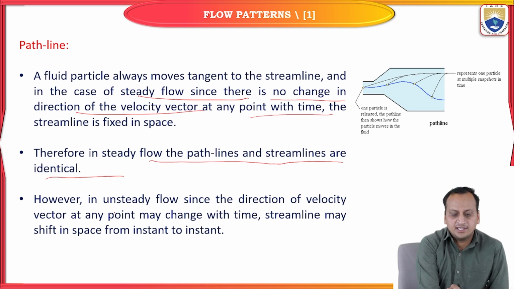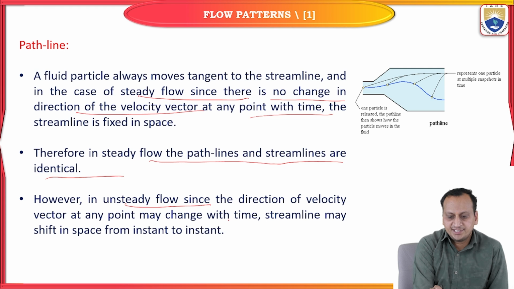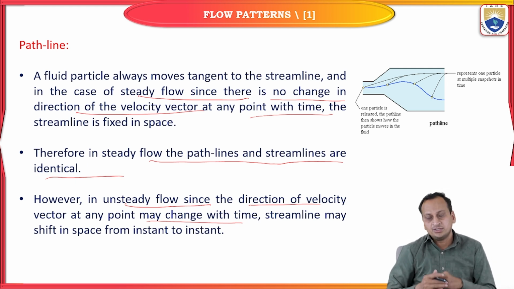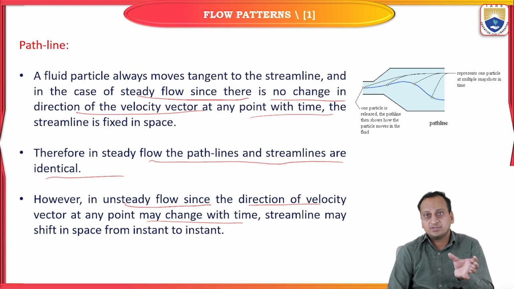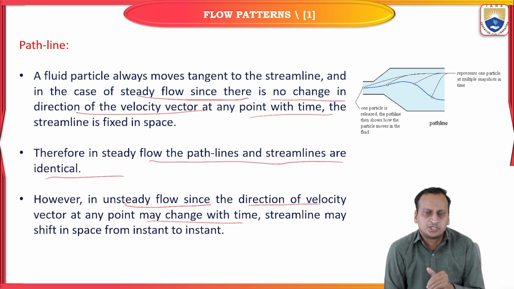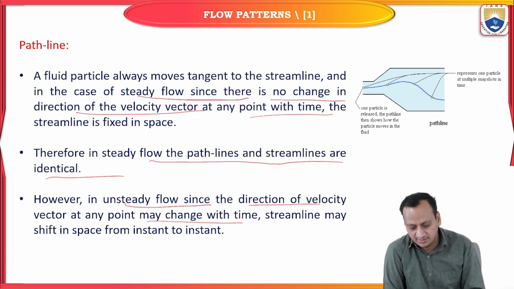However, in unsteady flow, since the direction of a velocity vector at any point may change with time, the streamline may shift in space from instant to instant. Therefore, in an unsteady flow, the path line may not be the same as the streamline. In unsteady flow, every time the velocity vector direction will be changing, so these two become unequal.